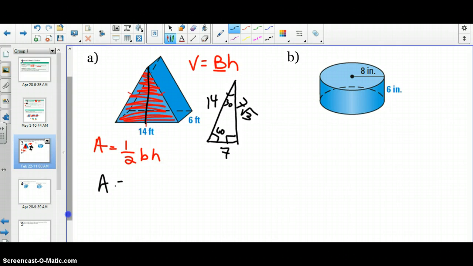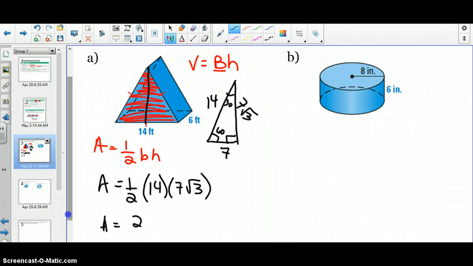Area of the base is 1/2 the base times the height. And if we simplify that, area is 294 √3. Whoops. No, sorry, that's not right. 49 √3.